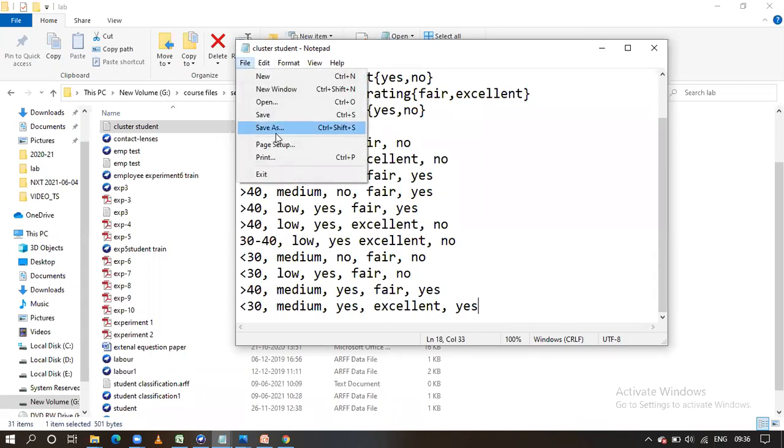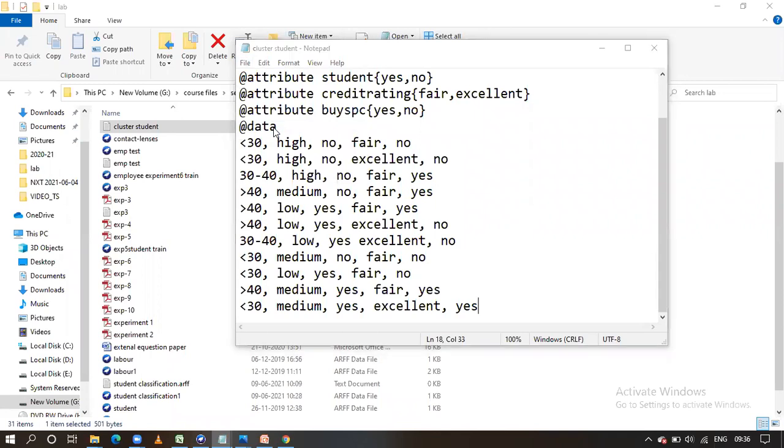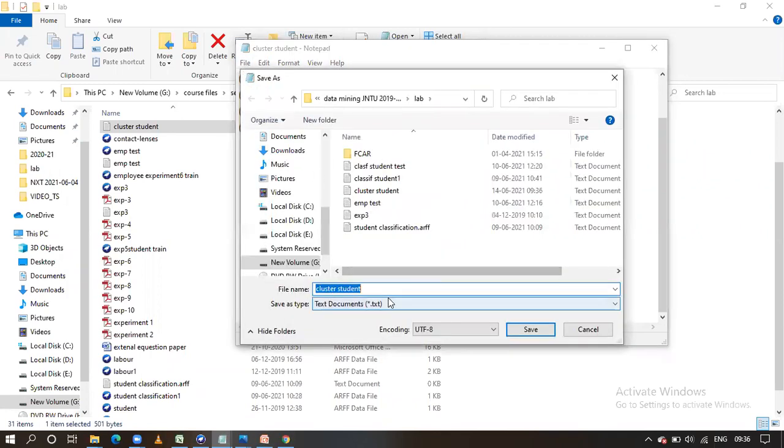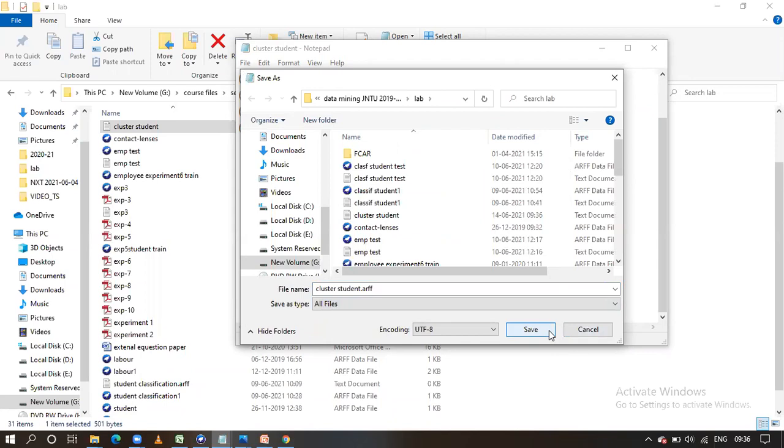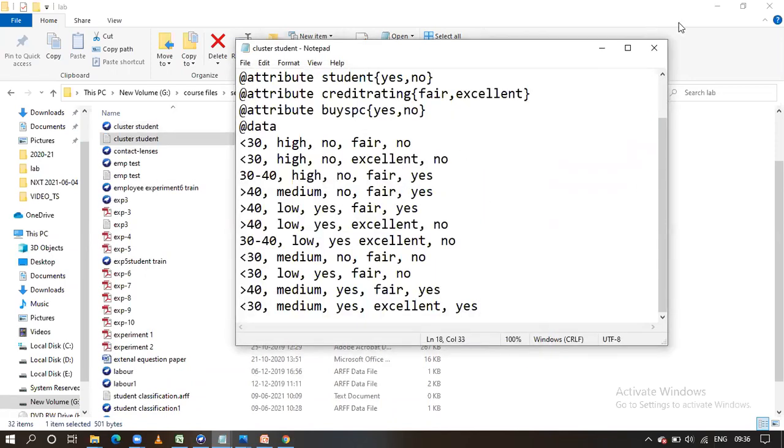Okay. For this one, I'm going to save it as cluster student ARFF. We have to mention all files and save it.